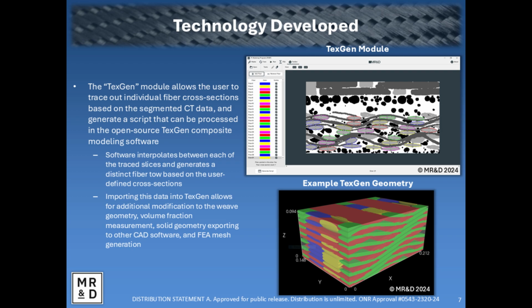The cross-sectional shapes and the locations of each fiber toe within the image volume's dimensions are then saved to a script that can be readily opened in TextGen, either for direct conversion to a solid part geometry or for manipulation for further FEA analysis in other software.